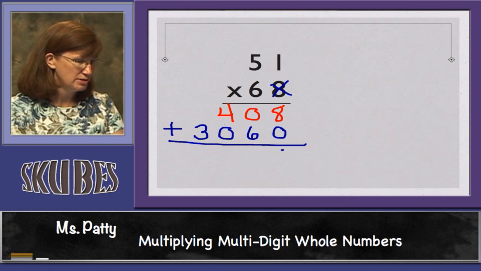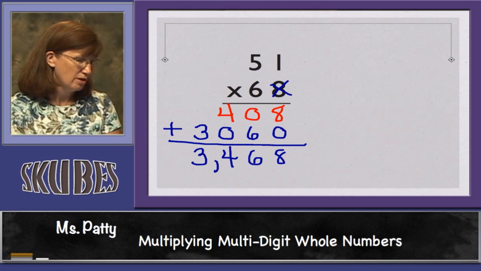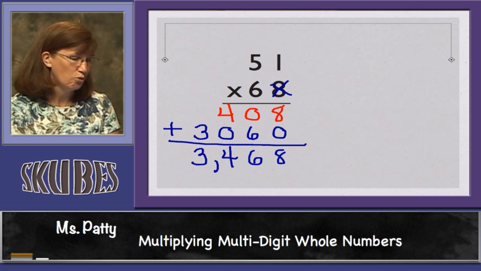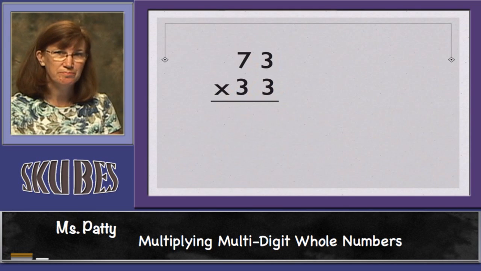8 plus 0 is 8. 0 plus 6 is 6. 4 plus 0 is 4. And nothing plus 3 is 3. Add your comma. Our answer is 3,468. We'll do one more practice problem.